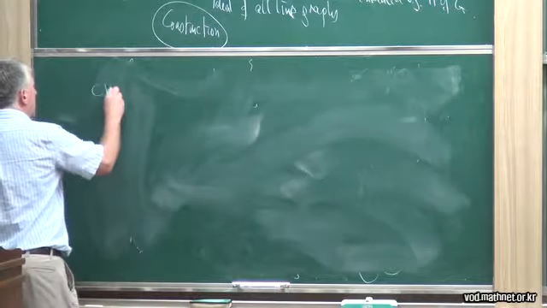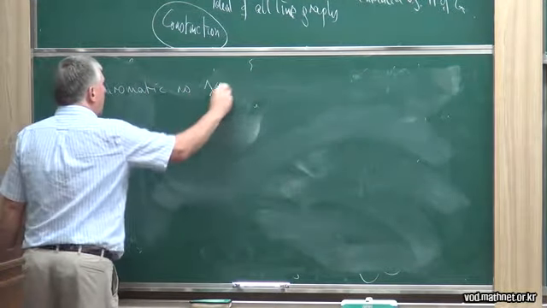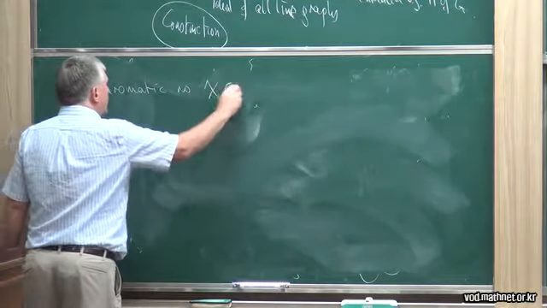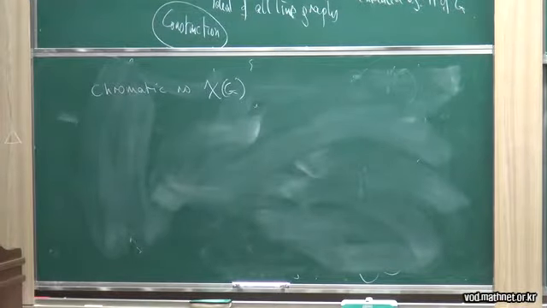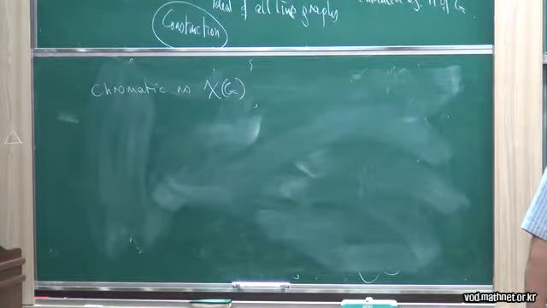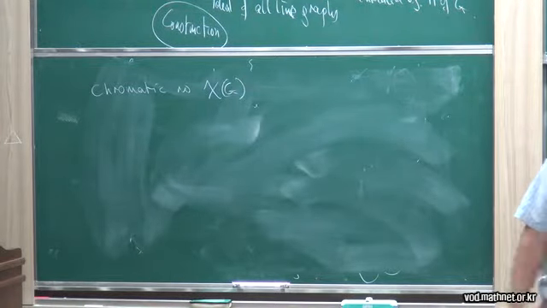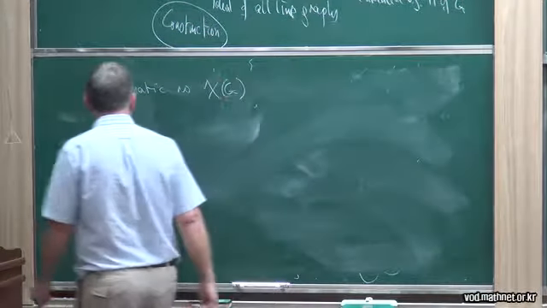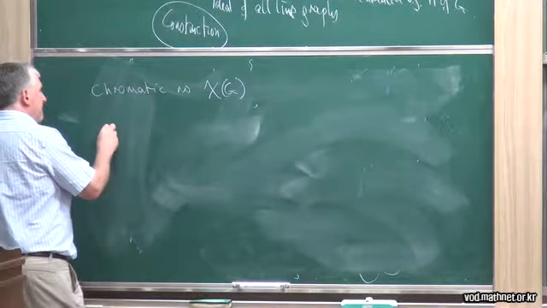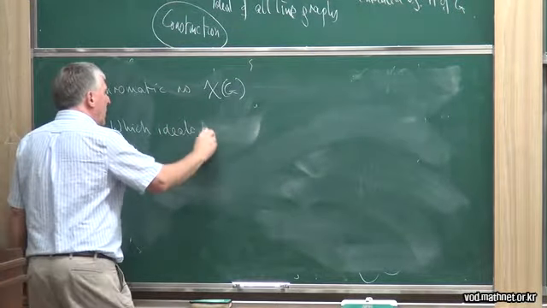Let me talk about chromatic number, chi of G. Well, if I have an ideal of graphs, there might be a bound on the chromatic number, or there might not be. You might contain graphs whose chromatic number is arbitrarily large, or there might be some constant bound. So, which ideals have unbounded chromatic number?